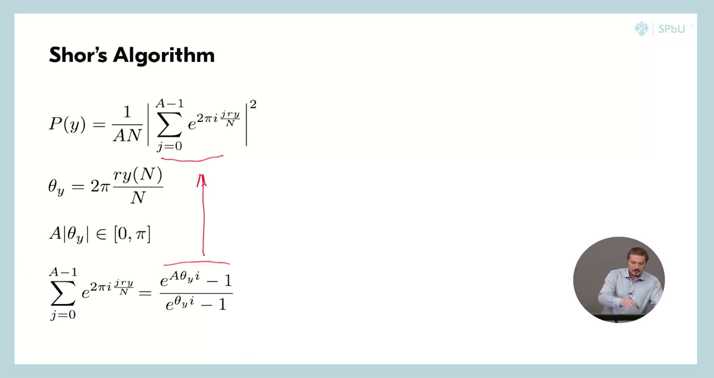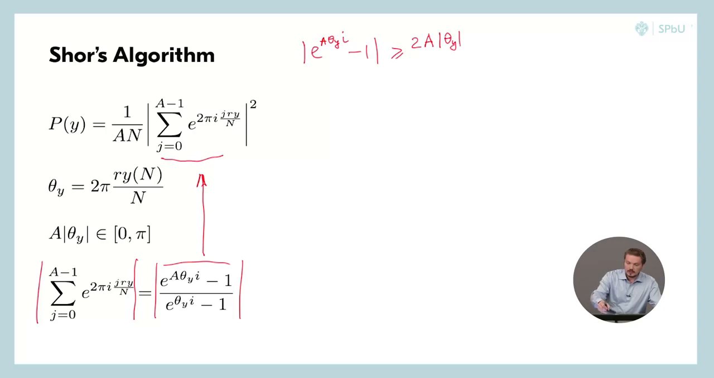Okay, so instead of this here, we are going to write this. And I'm going to estimate this fraction for good y's. I'm going to do this separately for numerator and denominator. And for the numerator, I'm going to write this: e to the a theta y i minus 1. I'm going to prove that it is greater or equal to a absolute value theta y divided by pi for good y's. And to do this, I'm going to introduce the variable change to write less.